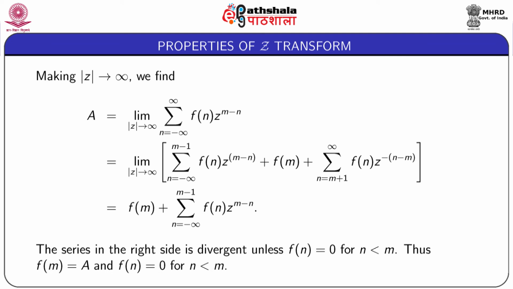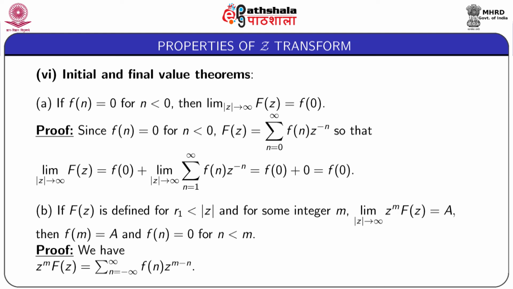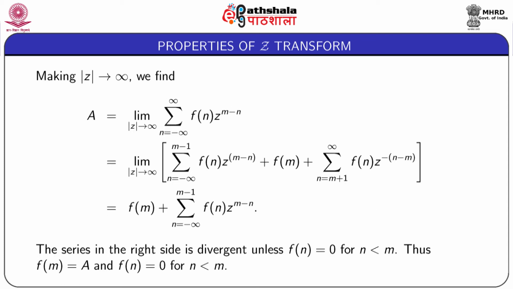Now, we make mod z tend to infinity. The left hand side as mod z tends to infinity becomes equal to A because of this condition, and so A equal to limit mod z tends to infinity summation n equal to minus infinity to plus infinity f(n) z to the power m minus n. Now, we break the summation into 3 parts, so that A is equal to limit mod z tends to infinity summation n equal to minus infinity to m minus 1 f(n) z to the power m minus n. Here n is less than m, plus f(m) plus summation n equal to m plus 1 to infinity f(n) z to the power minus n minus m. In the last summation, n is greater than m.